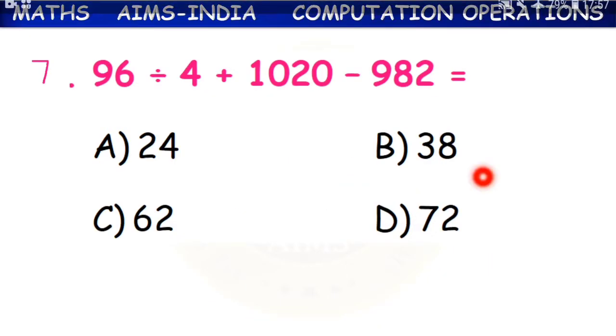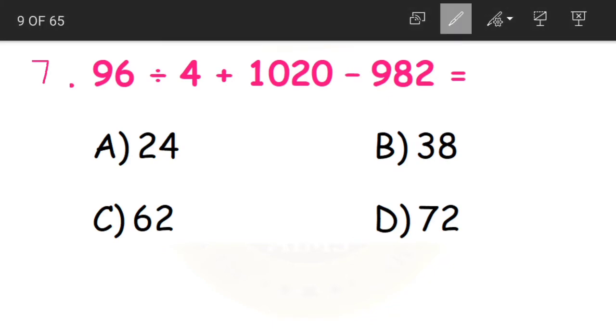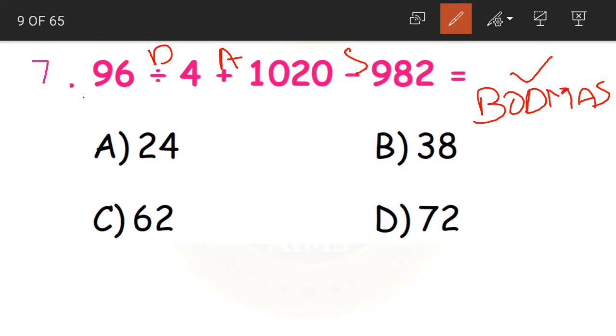Coming to question number 7. 96 divided by 4 plus 1020 minus 982. Now here we are having division, addition and subtraction. If you remember the BODMAS rule, what should we do first? Division. So let us divide 96 divided by 4. Yes, children?